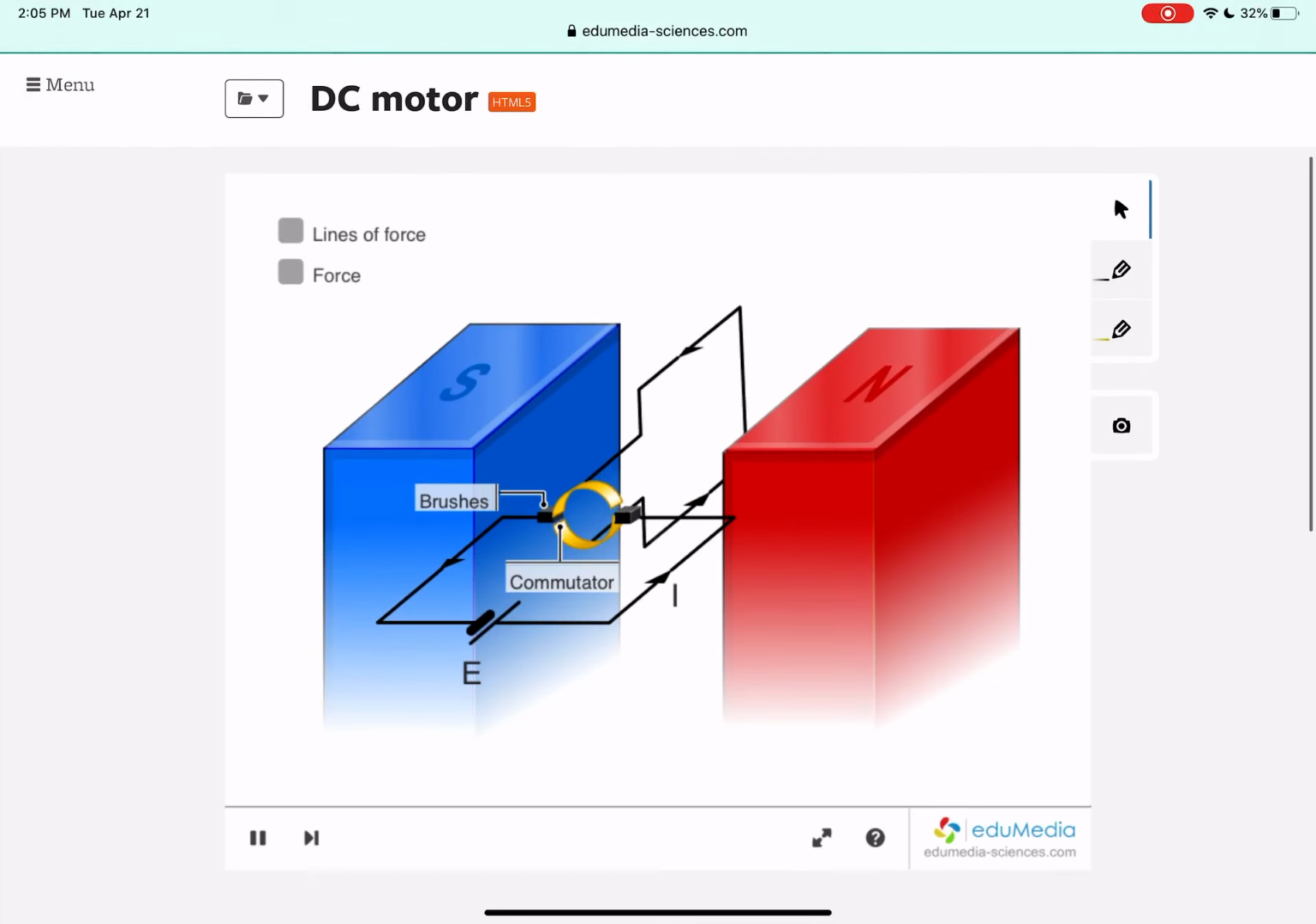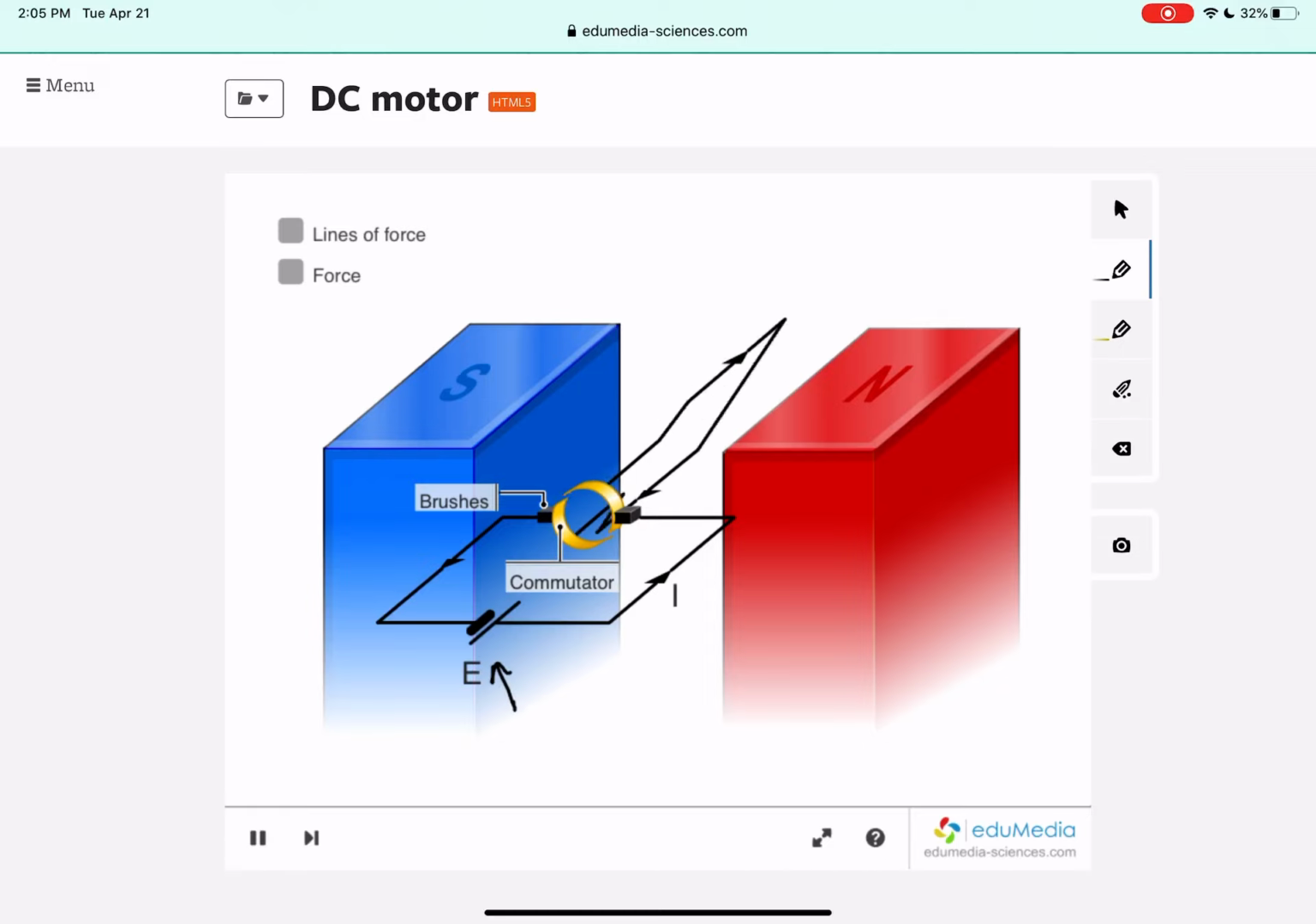Looking over here, we have a battery. Our battery is represented here, and it's connected to a loop of wire. That loop of wire has a current through it, and that current creates an electromagnet which interacts with this magnetic field. So let's pause it for a second to see how this is happening.